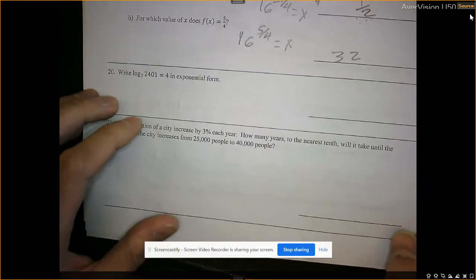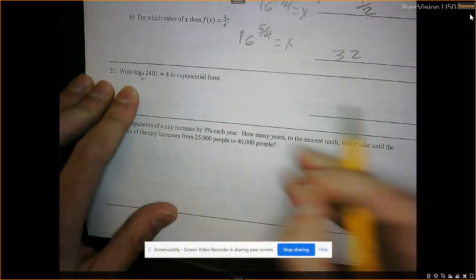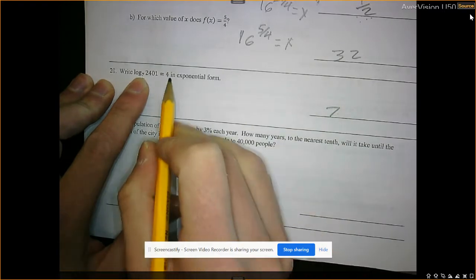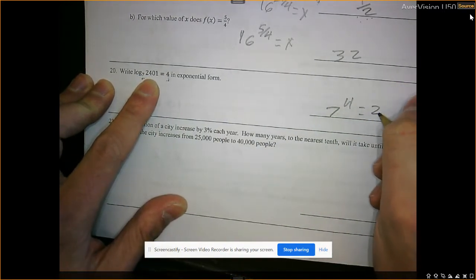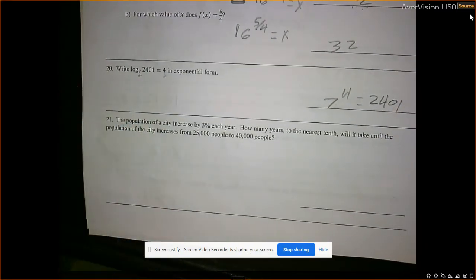Okay, now going on from there, writing this in exponential form. Again, you know that your log base is the base of your exponent, and then what it is equal to is your exponent, and then that means the 2401 is your answer. So that's just something you got to be able to do.